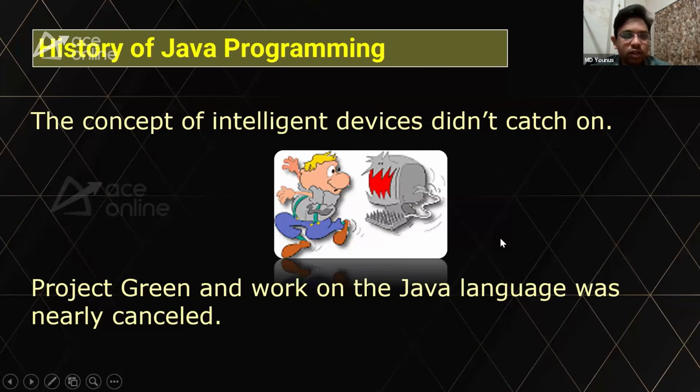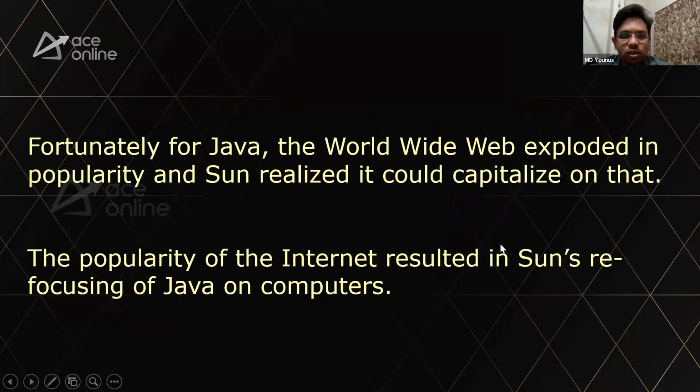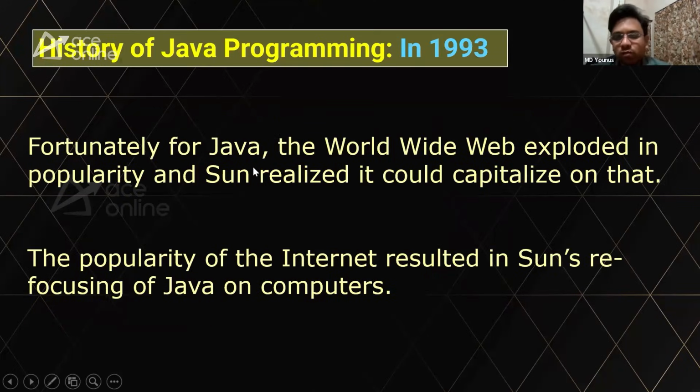But on the other side, at the same time, in the 1990s, fortunately for Java, the World Wide Web exploded in popularity, and Sun realized it could capitalize on that. So while Sun Microsystems was working on this project, the internet was emerging, and the popularity of the internet resulted in Sun refocusing Java on the computer.